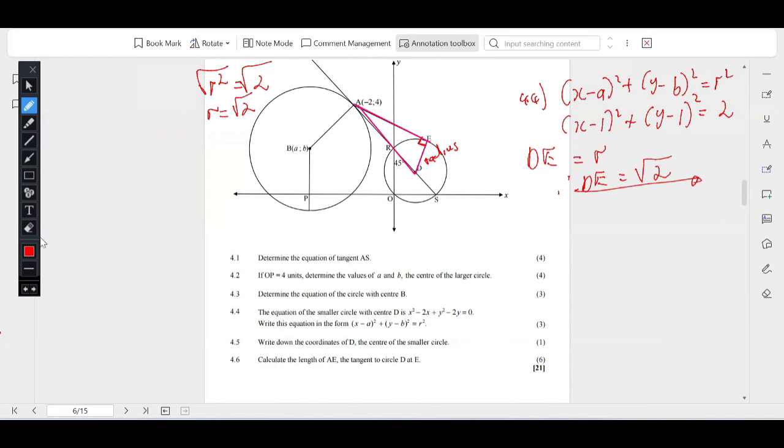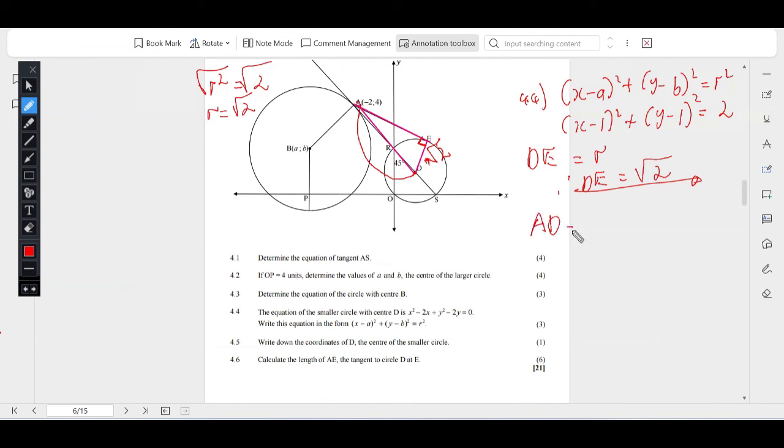So now I have root 2 here. Let's substitute in here. So DE is root 2. So we have root 2 here. But then what are we looking for? We are looking for the length of AE. So again, we can look for the length of AO if we want to use the Pythagoras theorem. Then AO, we can simply calculate the distance of, not AO, AD. Sorry for that. I'm used to O being the center. Then AD, which is from here all the way up to here.